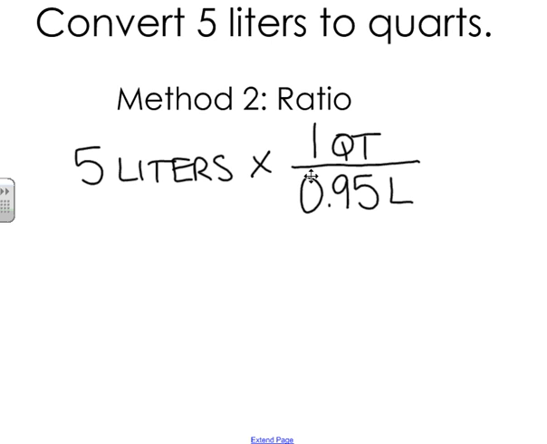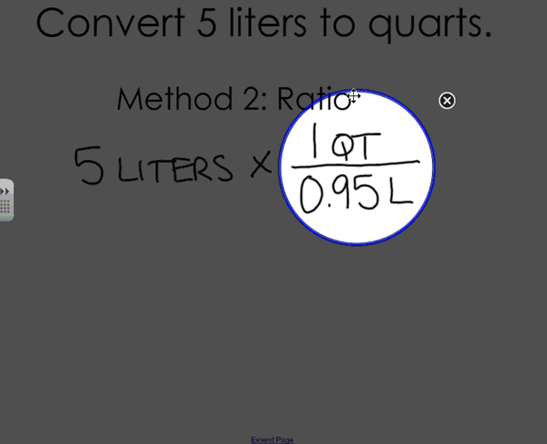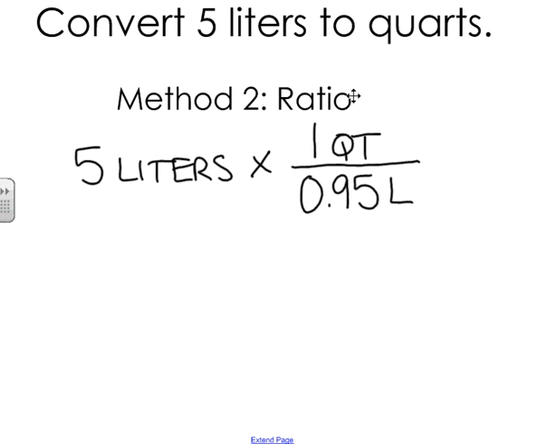Okay, now notice how this is equal to 1. Okay, it's a special form of 1. And if I multiply 5 liters by 1, it's still the same amount. It's still equal to 5 liters. It just might look a little bit differently. So now that I have this set up, I'm going to simplify what I can. If you want to, you can put 5 liters over 1 to help you keep everything lined up.